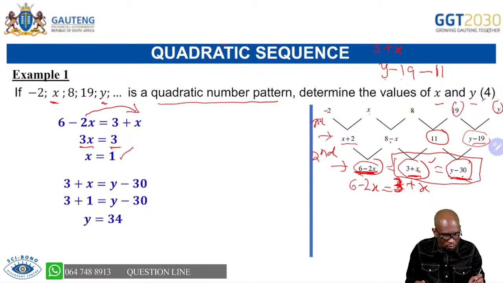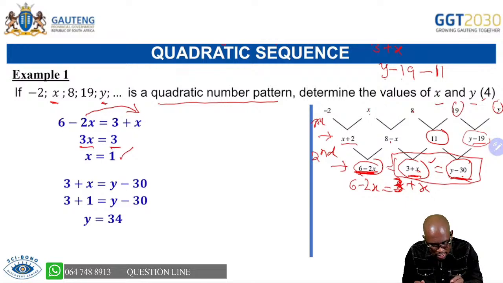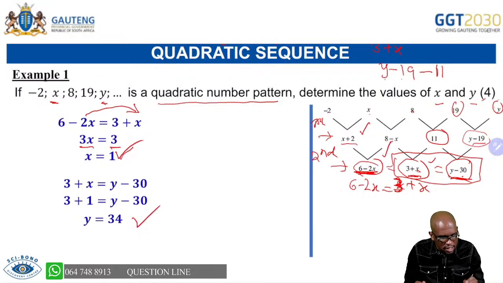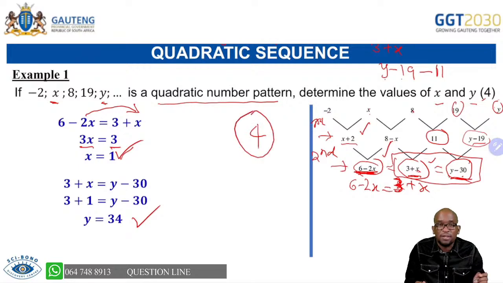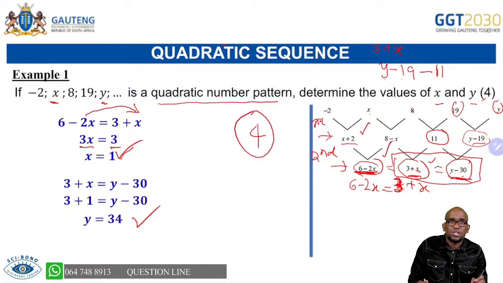This question was for 4 marks, which means that working out the first differences is a mark, working out the second differences is a mark, and then calculating the value of x and calculating the value of y, and that gives you a total of 4 marks for that particular question.